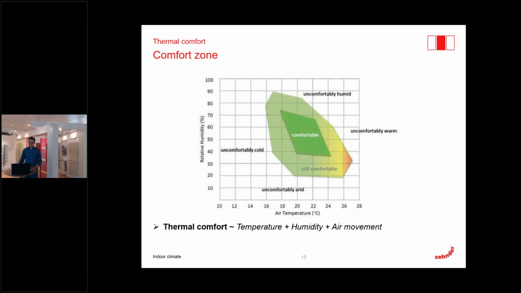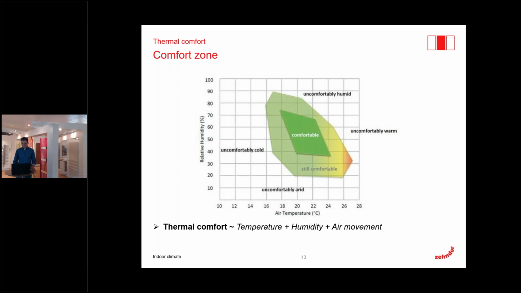Now let's put all these factors together into one chart. On the horizontal axis, you can see the air temperature, and on the vertical axis, the relative humidity in percent. And here you can see the green area, which is the comfort zone. And there you can see how each factor relates to each other. So if the temperatures are low, it is still seen as comfortable if the humidity is a little bit higher, whereas when it's warmer, the relative humidity should be less.